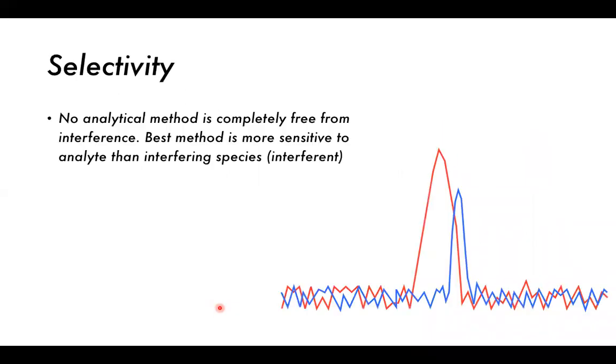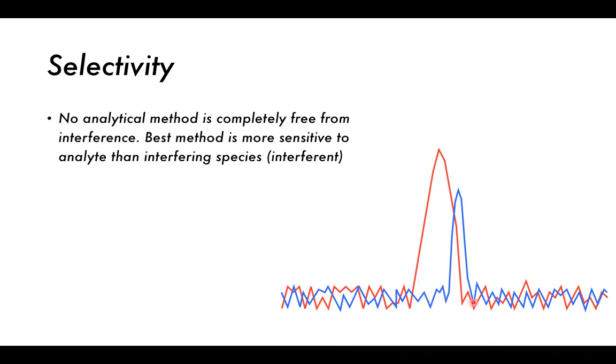So selectivity. This is important because oftentimes, especially whenever we're measuring real world samples, there is going to be a certain degree of interference in our samples. No analytical method is completely free from interference, and the best method is more sensitive to the analyte than the interfering species. The more sensitive a method is to the analyte, the more the effect of any interfering species can be minimized.